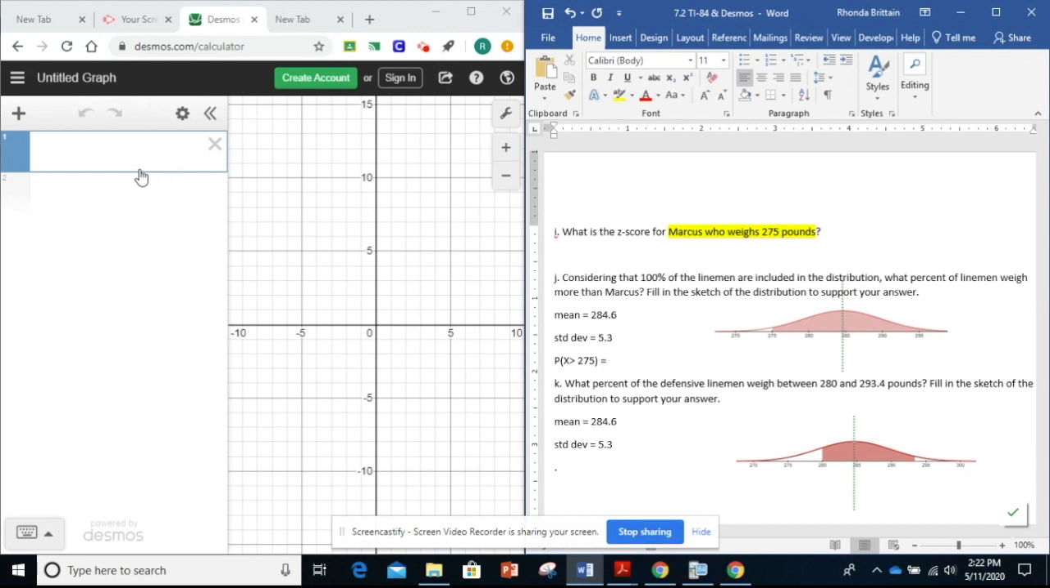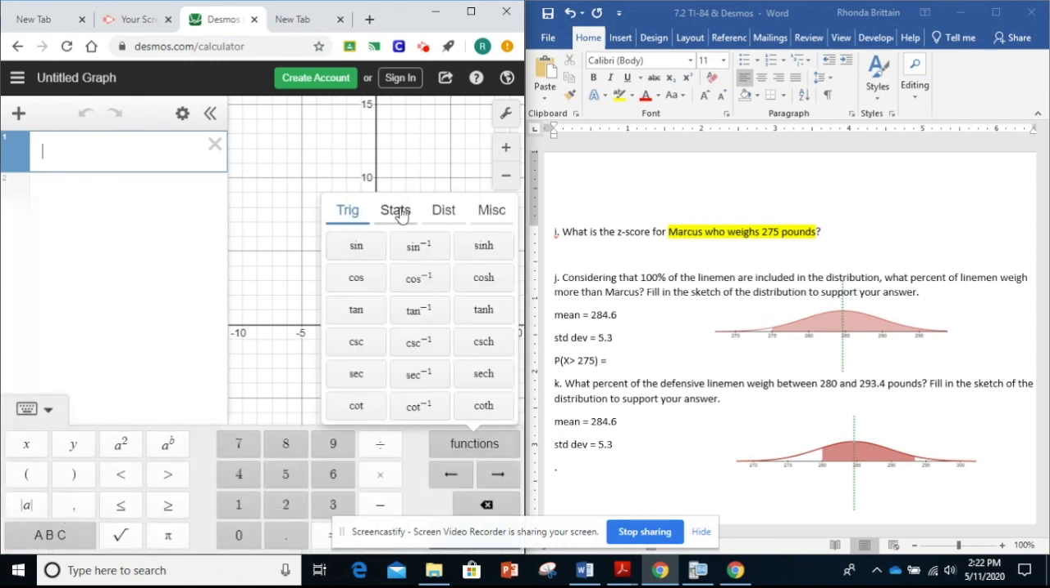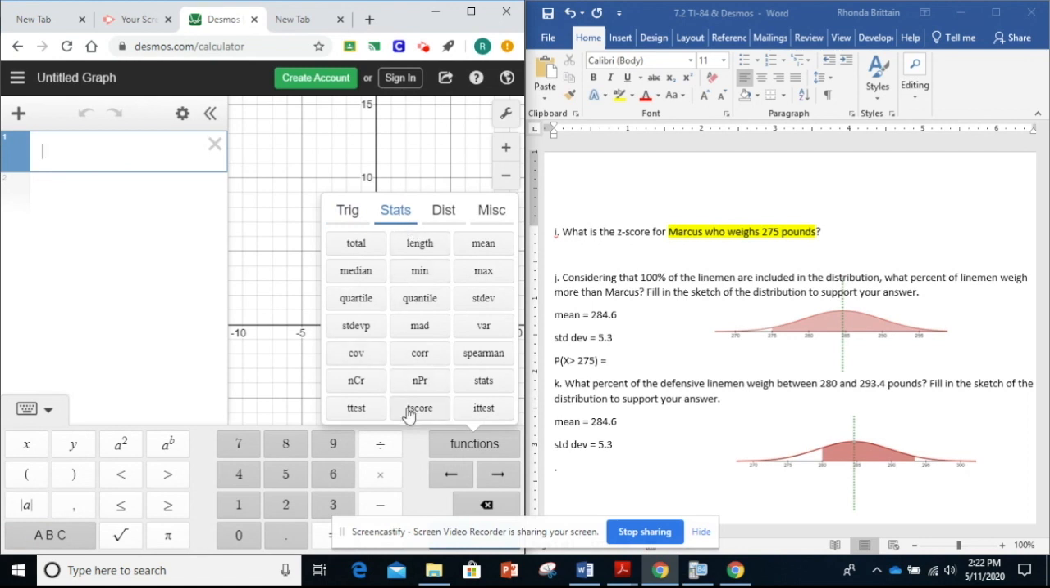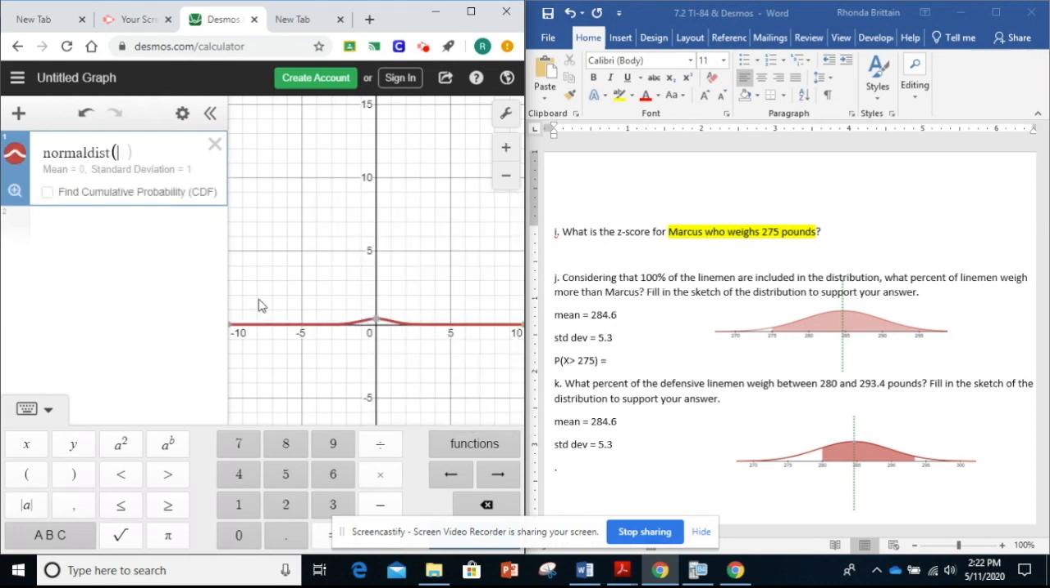So if I'm using Desmos, I need to know where to go to find those stats functions. So if I go to the keypad and functions, we have some statistical calculations here, but I actually need distribution, specifically the normal distribution. So I'm going to select normal, and it's going to start with what we call a standard normal, which would have a mean of 0 and a standard deviation of 1. So if I did have z-scores, I would want to use 0 and 1 for the mean and standard deviation. But for our problem, we actually have the mean of 284.6, and I'm going to separate that with a comma. The standard deviation was given to be 5.3.